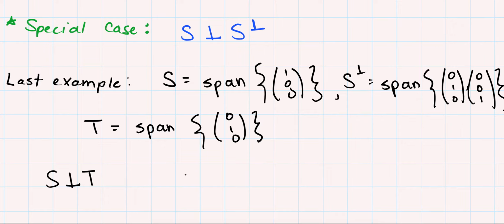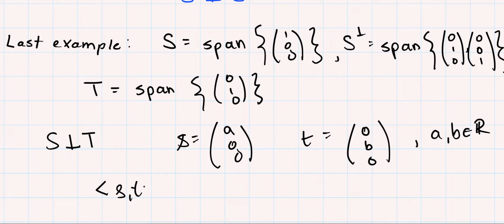So for example, S is going to look like, let's say, (a, 0, 0). T will look like (0, b, 0), where a and b are real numbers. And if you take the dot product of S with T, you'll get 0. So these two spaces, these subspaces of R3, are perpendicular, so they are orthogonal to each other.